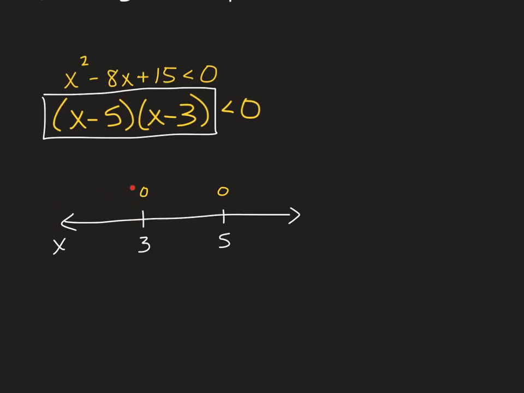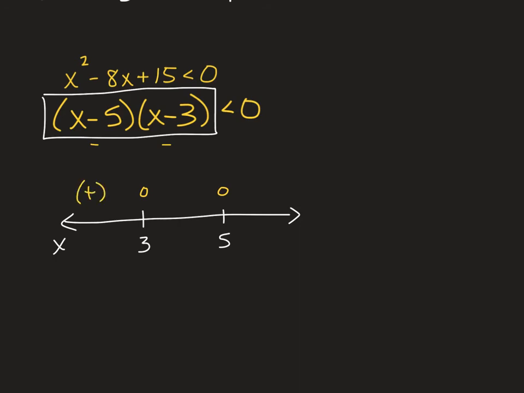All right, let's plug in a number that's less than 3. Let's try the number 1. If you plugged a 1 into this parentheses, you'd get a negative number. And if you plugged a 1 into this parentheses, you'd get a negative number. Negative times a negative. That means we get a positive out over here.